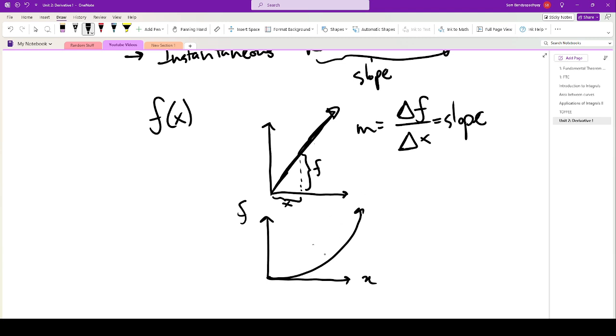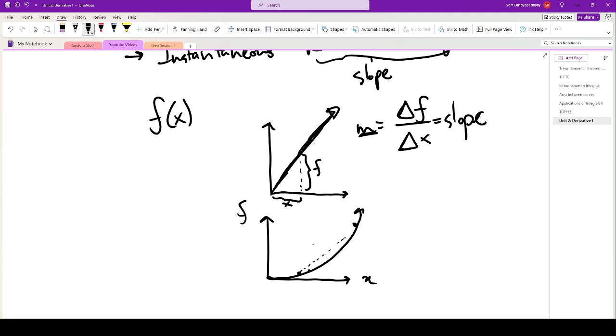And that is bothersome because we can't use this m equals change in f over change in x formula, because at every single point that slope is going to be different. We can't use this to find exact slopes, but we can use it to get an approximation, okay? So like between these 2 points.